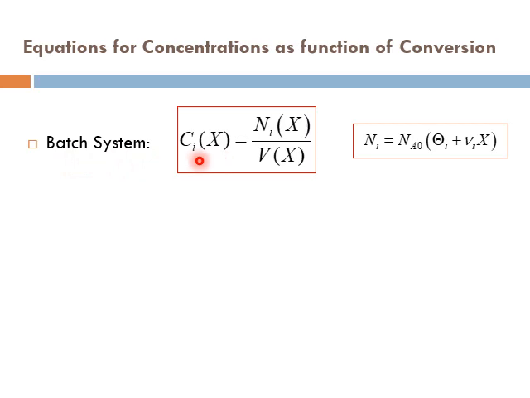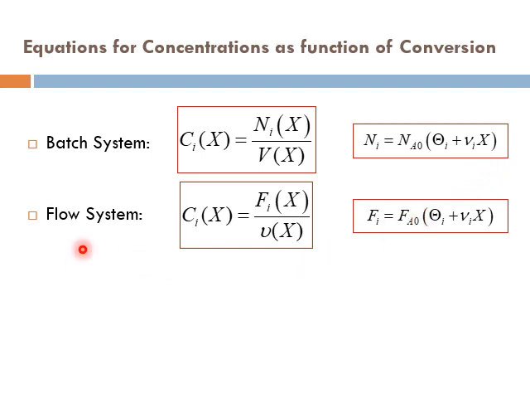So for a batch system, concentration Ci equals Ni over V, where both Ni and V are functions of x. We already have learned how to write Ni as a function of x. When we go to a flow system, the concentration now equals Fi over epsilon, the volumetric flow rate. And we learned how to write Fi as a function of x. So obviously now you know why we need in this lecture to write epsilon as a function of x and V as a function of x as well.